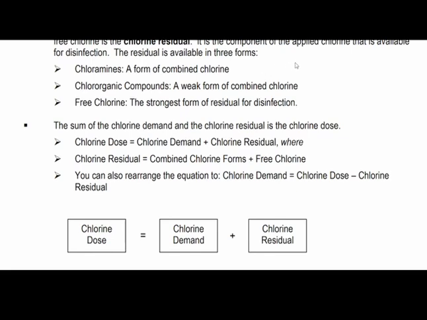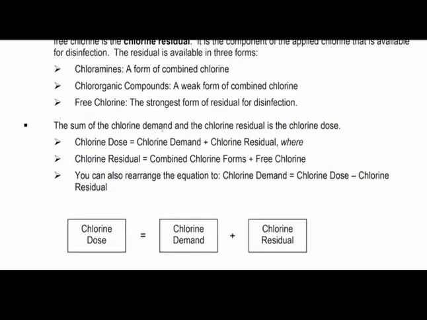Chlorine residual. The chlorine in combined forms that have disinfecting properties plus any free chlorine is the chlorine residual. It is the component of the applied chlorine that is available for disinfection. The residual is available in three forms. Chloramines, a form of combined chlorine. Chlorogenic compounds, a weak form of combined chlorines. And free chlorine, the strongest form of residual for disinfection.